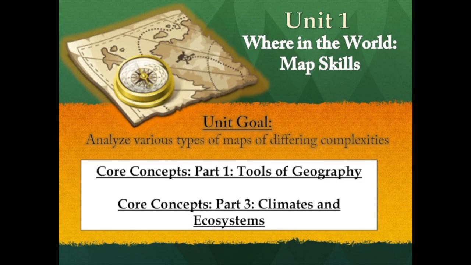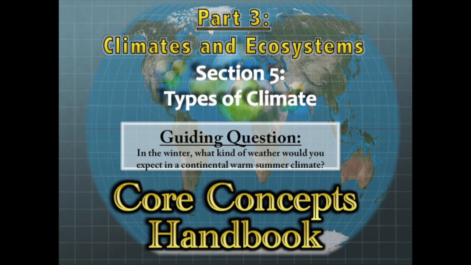We're beginning with Unit 1, Where in the World Map Skills. The unit goal is to analyze various types of maps of differing complexities. It includes Part 1 from Core Concepts, which is Tools of Geography, and Part 3 from Core Concepts, Climates and Ecosystems. Okay, we're starting Part 3, Section 5, Types of Climate.